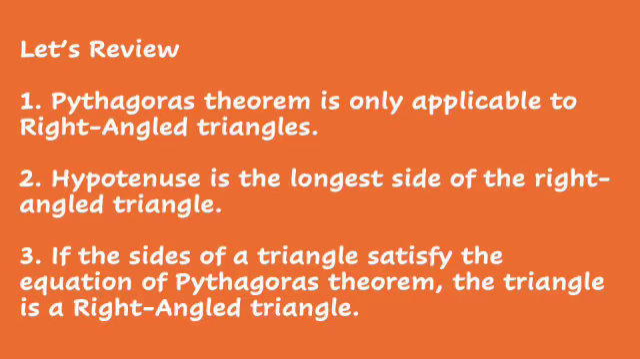Let's now have a look at the review. First point is Pythagoras theorem is only applicable to the right angle triangles where one of the angles is 90 degree. Secondly, hypotenuse is the longest side of the right angle triangle. We should be clear about it. And thirdly, if the sides of a triangle satisfy the equation of Pythagoras theorem, that shows the triangle is a right angle triangle. So the converse is also true.